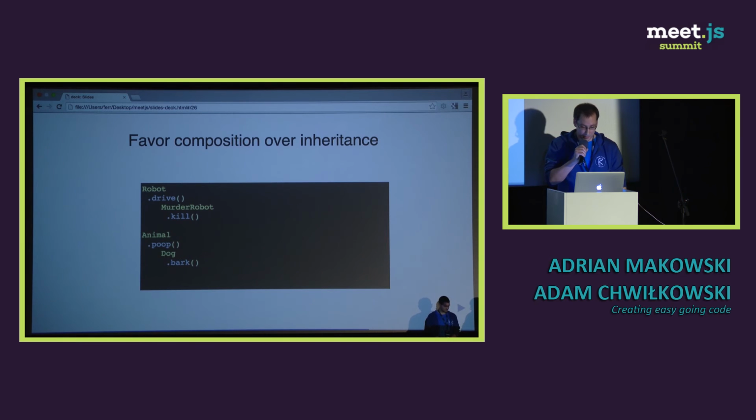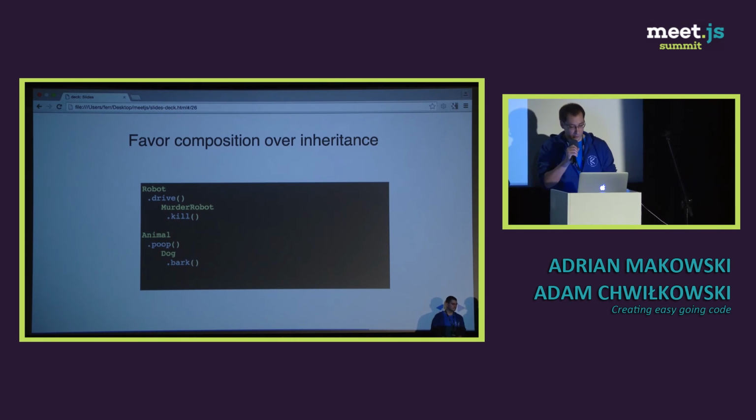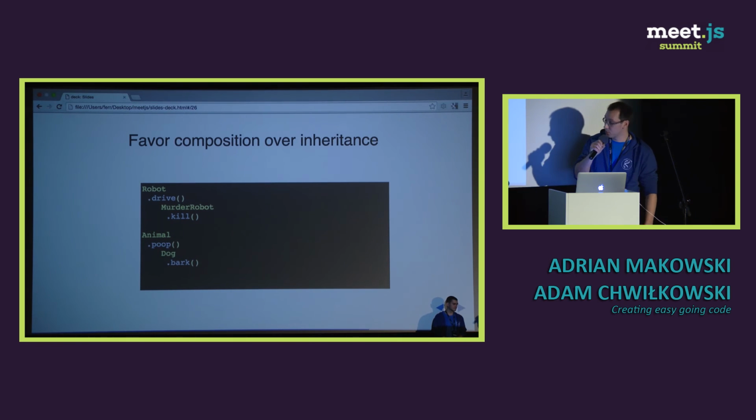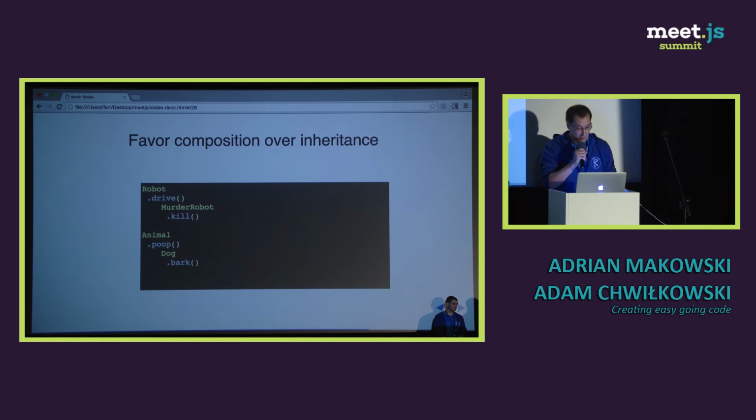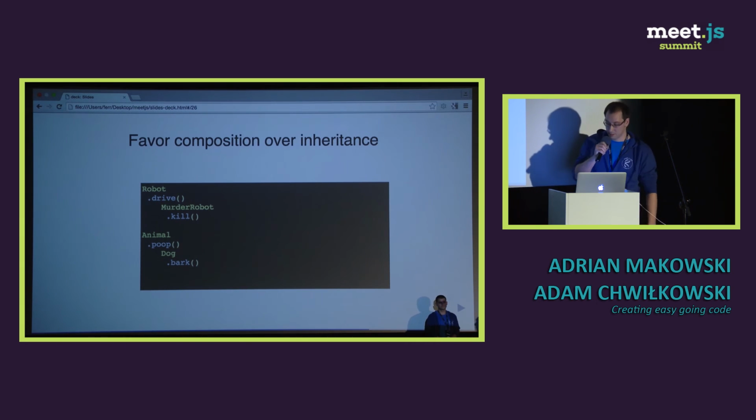And this is an example that I took from the Fun Fun Function YouTube channel. I strongly recommend this channel because Mattias is a great guy and he presents things in a really simple manner. So let's take a look at this chain of inheritance. We have 2 abstractions, robot and animal. All robots should drive and all animals should poop, right? Because they are animals. So we can create subclasses out of it, like murder robot, which has kill behavior, and dog that can bark. You can imagine many other things, like cat that can meow or something like that.